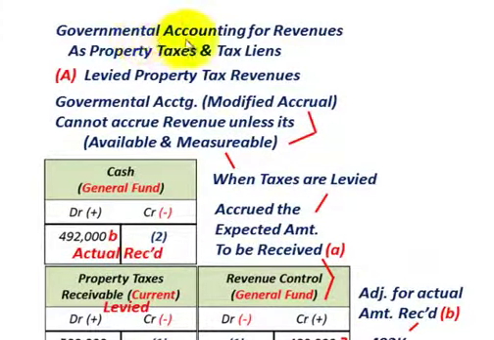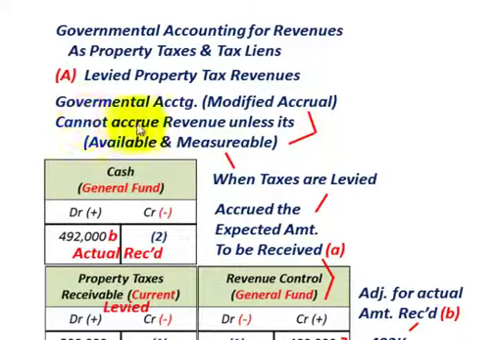What we're going to be going over here is governmental accounting for revenues as property taxes and any associated tax liens that would go against that property. Okay, so let's start out with levied property tax revenues. Now in governmental accounting, this is where you're going to use the modified accrual system to accrue any revenues here.